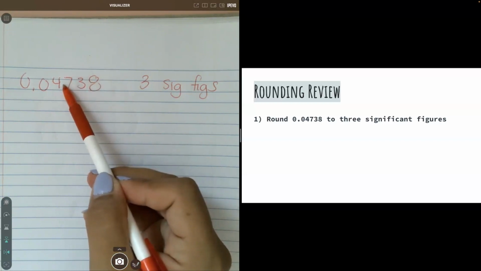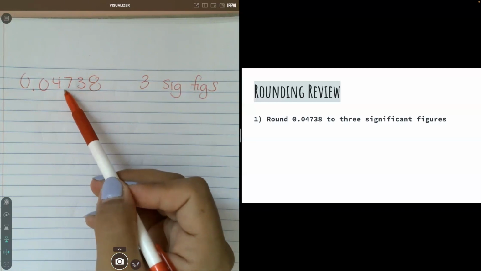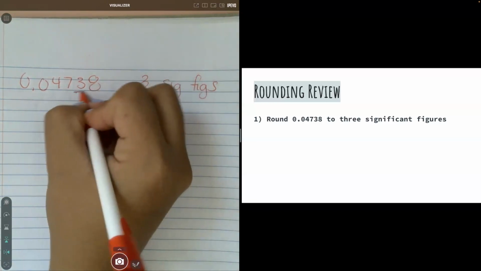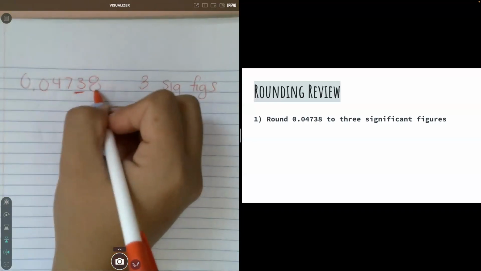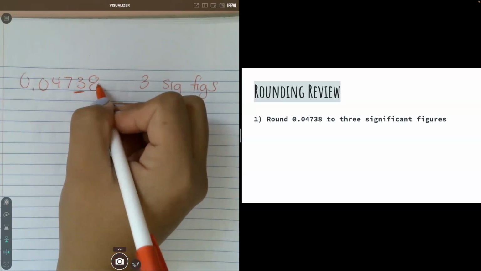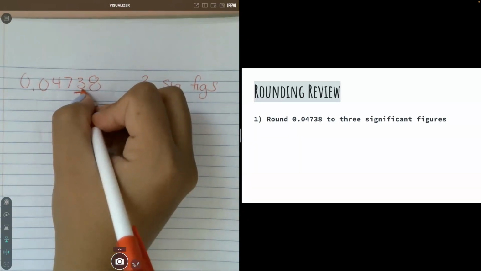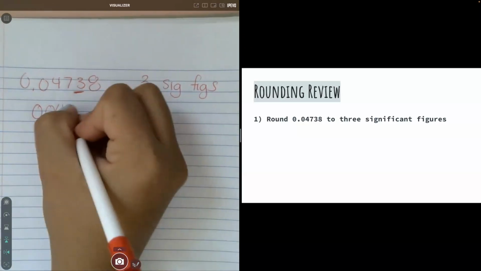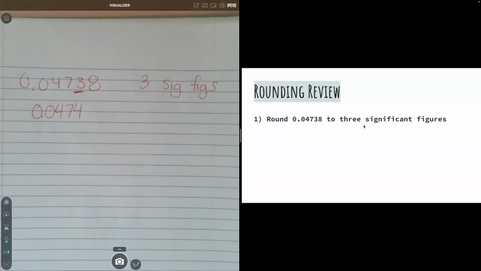The 4 is not a 0, so it's definitely significant. 7, same thing. 3 is the third significant digit. So this is a number we're rounding. Because we look to the right of that number, that 8 tells us we need to round this 3 up to a 4. And everything to the left stays the same. So 0.0474. That would be rounding to 3 significant figures.